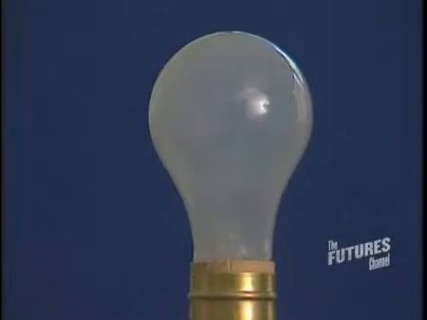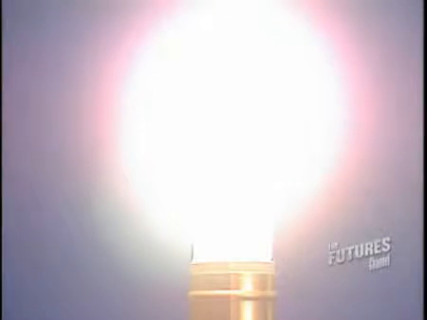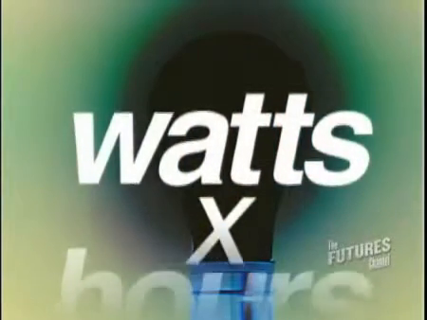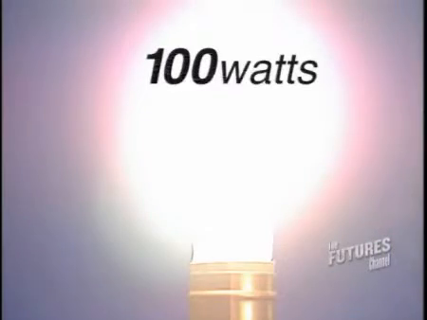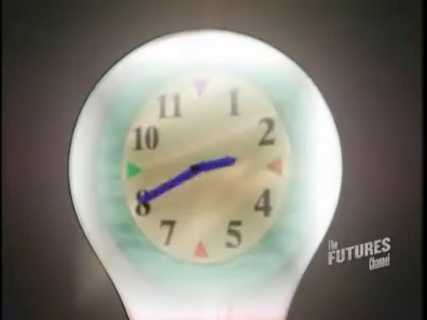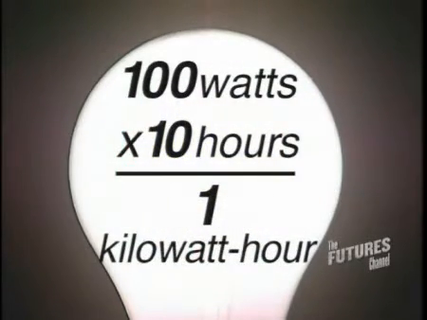Power is the rate at which you consume or produce energy. If you have a 100-watt light bulb and you use it for 1 hour, you've just consumed 100 watt-hours of energy. The amount of energy used equals the amount of power times the time that you used it. So 100 watts times 1 hour is 100 watt-hours. Now, if you leave that light bulb on for 10 hours, you've now used 1,000 watt-hours, which is the same as a kilowatt-hour, because a kilowatt is 1,000 watts.